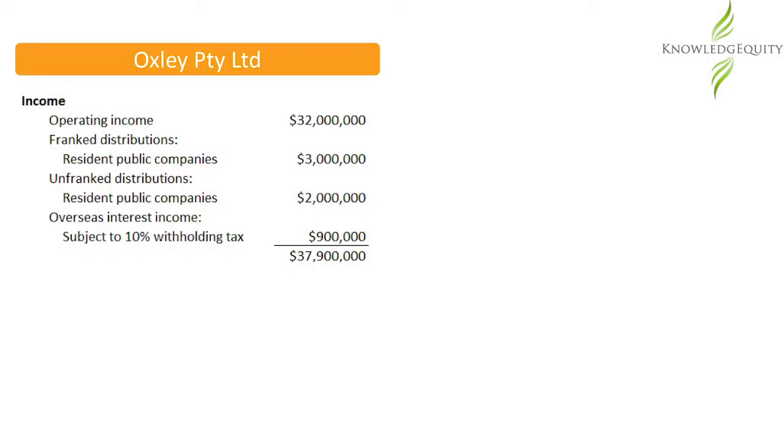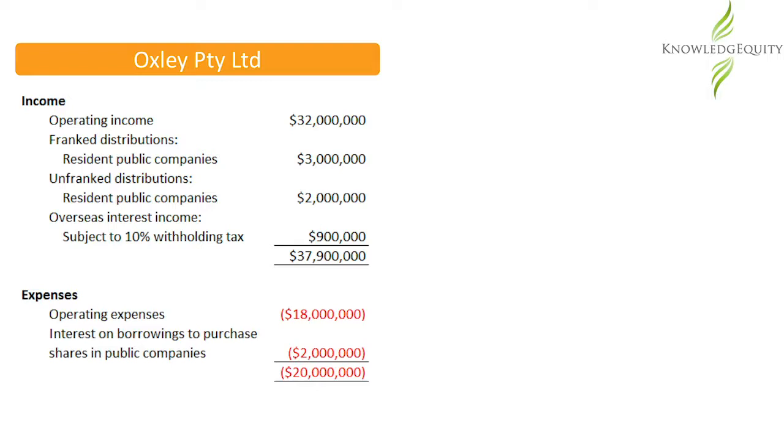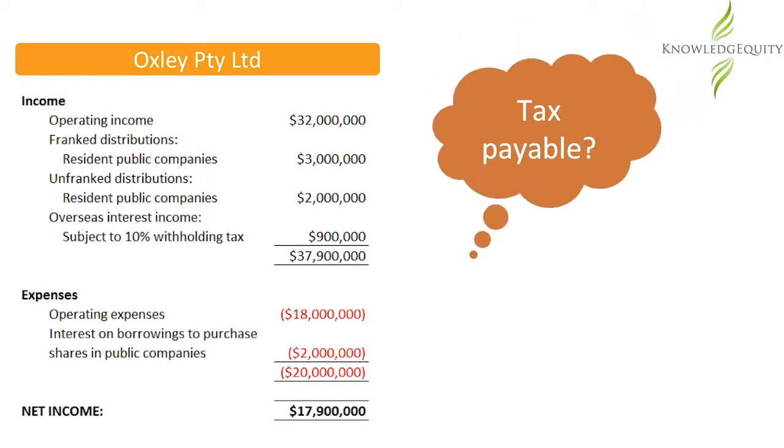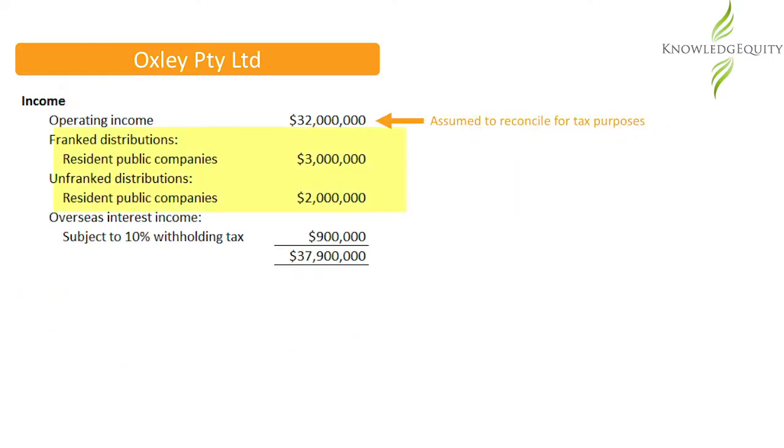Consider Oxley Proprietary Limited, a resident private company. What is the taxable income and tax payable for Oxley for the current tax year? It is evident that both franked and unfranked dividends have been received from resident public companies.